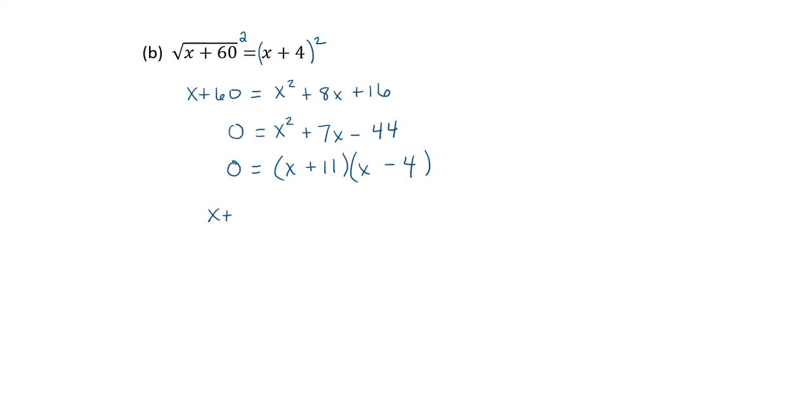Now, the principle of zero products, or zero product rule, says that we set each of those factors equal to 0, and so x is negative 11 and x is 4. Now, it looks like we have two solutions, but we need to check them. And yes, we have to check both of them. It could be the case that both work, could be that one works and the other doesn't, or it could be that neither one of them works. So we do have to follow through with checking each one.